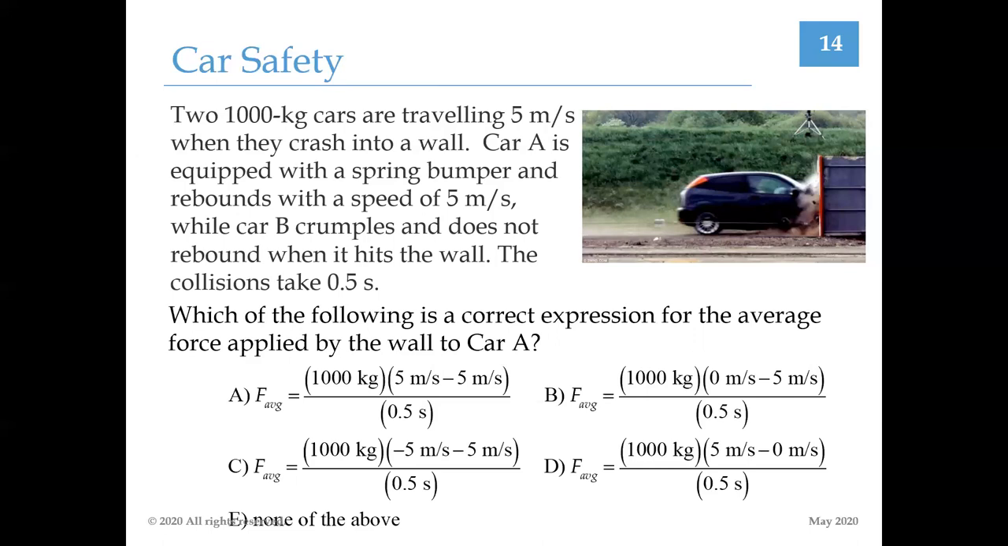So if we look at our options, the one that makes the most sense and is exactly what we said is option C. The mass is 1,000 kilograms. The final velocity is negative 5 meters per second. The initial velocity is 5 meters per second, and our change in time is 0.5 seconds.